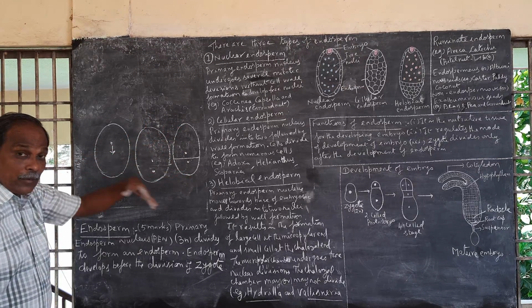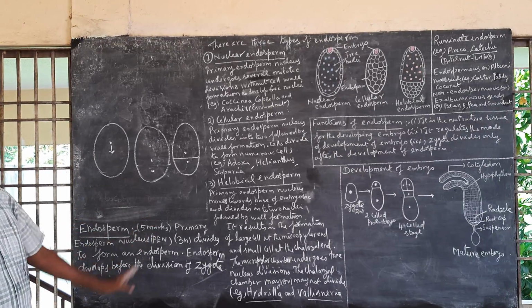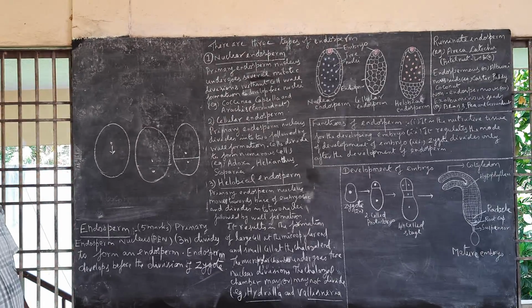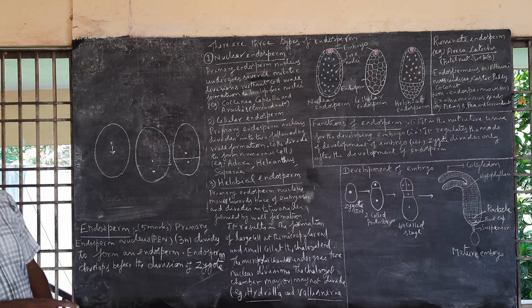In the lower side, it may undergo division or it may not undergo division. This kind of endosperm is called helobial endosperm. Example: Hydrilla, Vallisneria. These are aquatic plants. Okay, three types of endosperm.